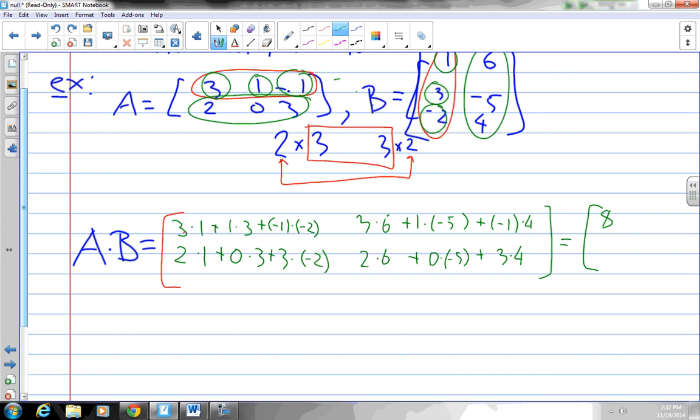Is that right? Then this is 18 minus 5 minus 4. That looks like a 9. And then this is 2 minus 6. That's -4. And this is 12 plus 12, 24. Is that even correct? 8, 9, negative 4, 24. Yep.